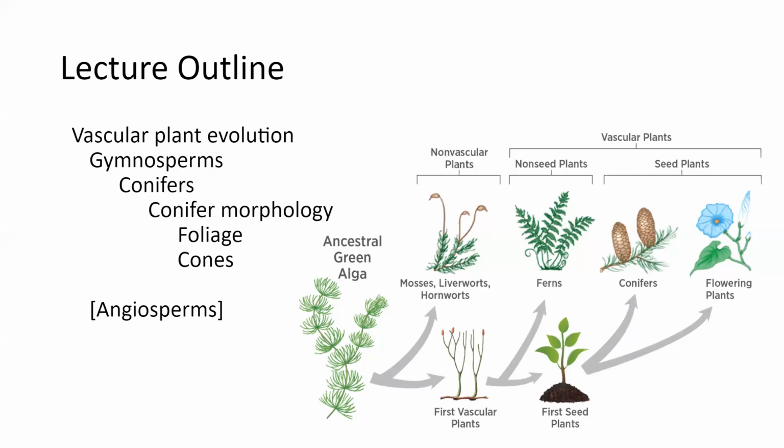We're going to talk a little bit about the evolution of vascular plants. Just a little bit of review from early in the semester, specifically focusing on gymnosperms, and within gymnosperms, we'll focus on conifers. And so this first short lecture will be about conifer morphology, specifically foliage. And then I have a second lecture where we'll talk about cones and different types as we look at different families and genera in the gymnosperms. And you've seen a few of these in class. So the last few weeks we've been focusing on flowering plants, and now we're going to move to gymnosperms.